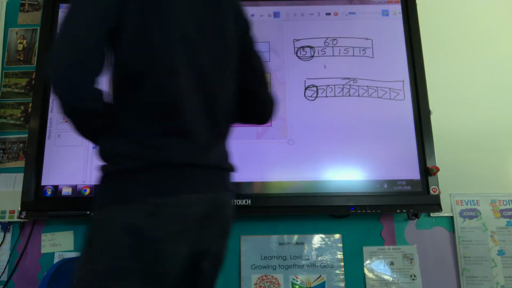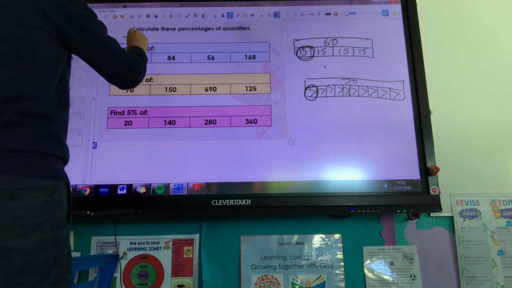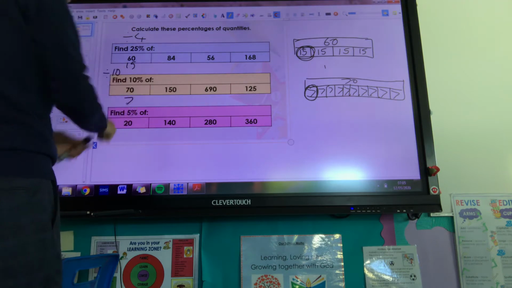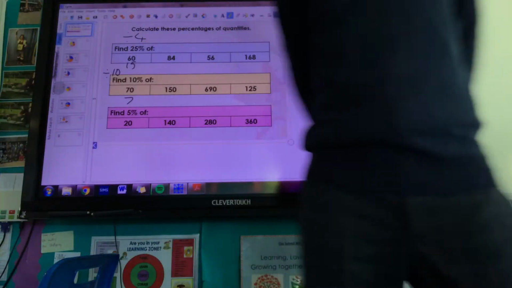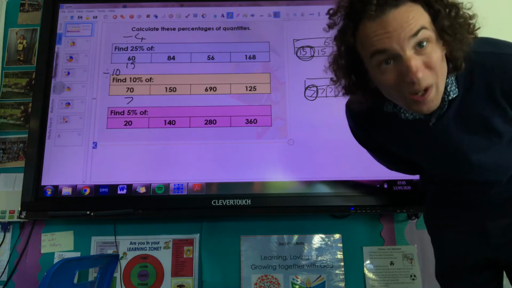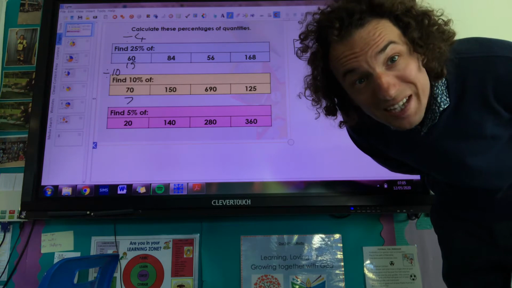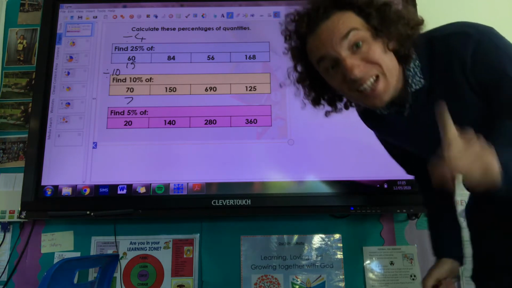So I'm going to put these up here to remind us. 25% is dividing by 4. 10% is dividing by 10. So that gave us 7. Now, for 5%, we could do how many 5s in 100. And that would be how many, Sam? Yes, 20. But there's an easier way of this.